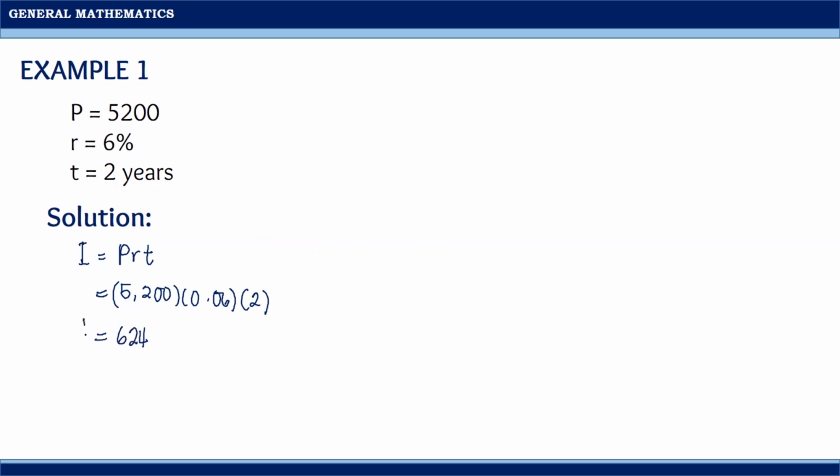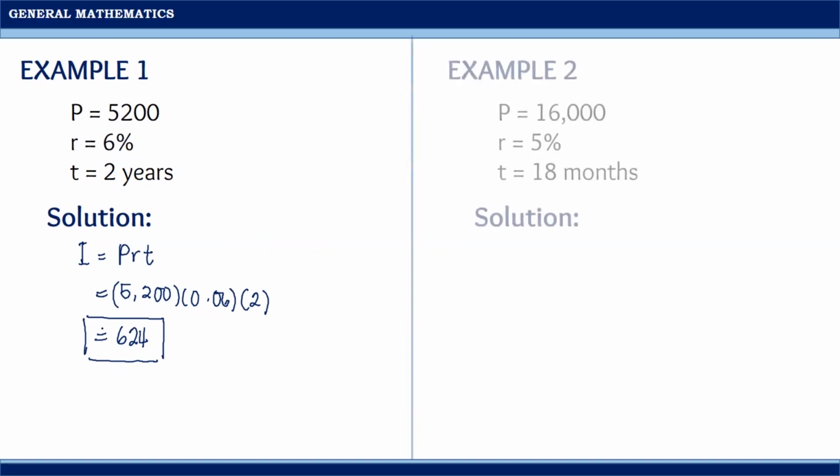624. Therefore, when we have the principal 5,200, rate 6%, and 2 years for time, the interest will be equal to 624. Let us have another example.